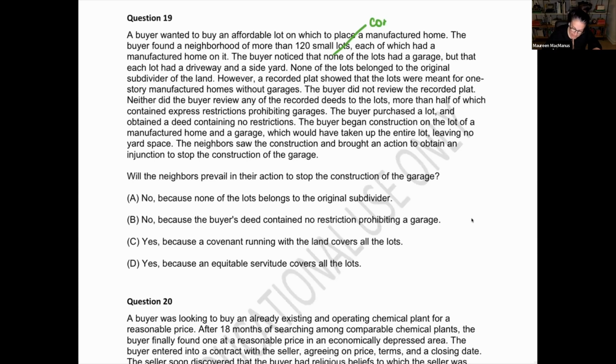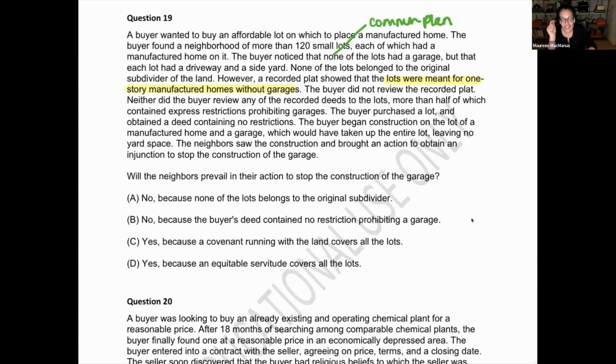So an implied reciprocal servitude, is that right? But each lot had a driveway and a side yard. None of the lots belonged to the original owner, the original subdivider of the land. However, a recorded plat showed that the lots were meant for one-story manufactured homes without garages, so there is record notice. The buyer did not review the recorded plat, doesn't matter. Neither did the buyer review any of the recorded deeds to the lots, more than half of which contained express restrictions prohibiting garages. Doesn't even matter though, because it's apparent from looking at it, there's a common plan.